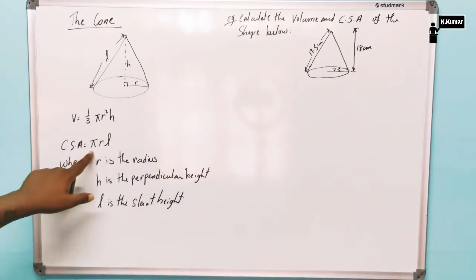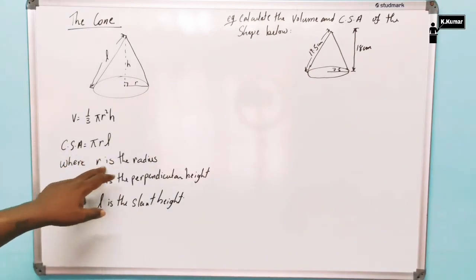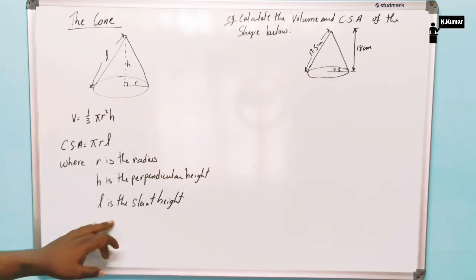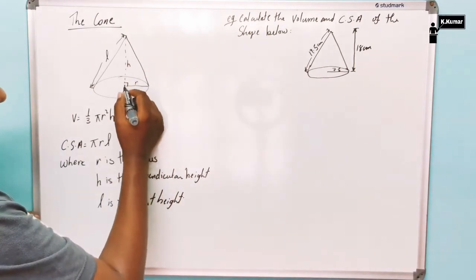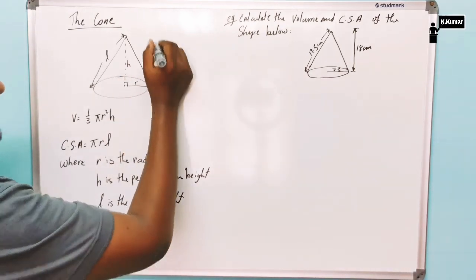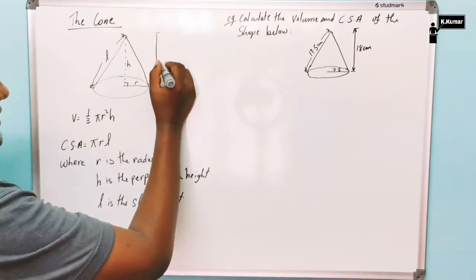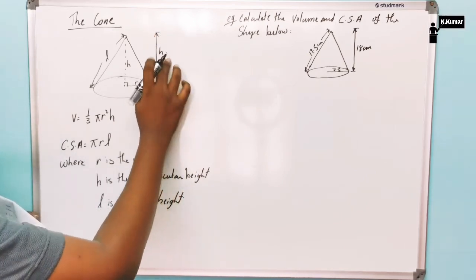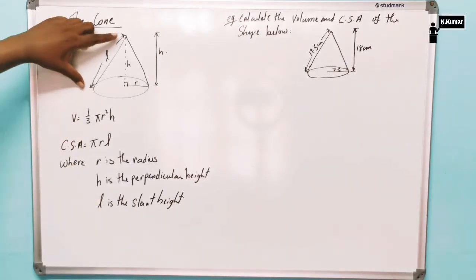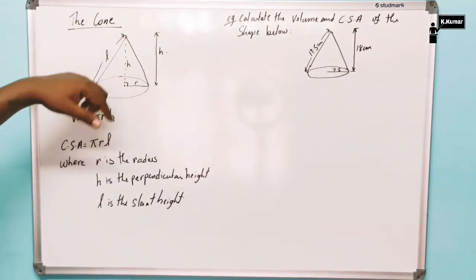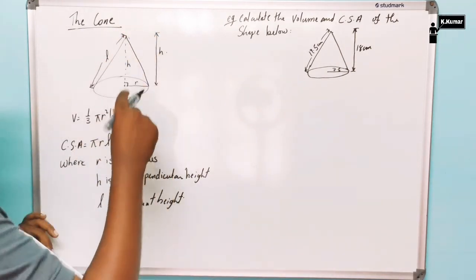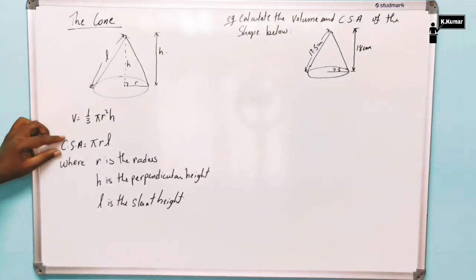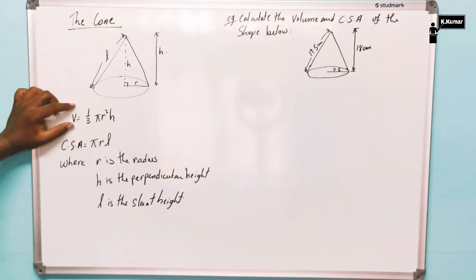So the curved surface area is equal to pi r L, where r is the radius, h is the perpendicular height, and L is the slant height. Note that the perpendicular height is the one that comes straight down, and it forms a right angle with the radius. It's either inside, or sometimes they give it to you out here. So remember that this is the perpendicular height, and L, the slant height, is the one that's slanted, based on whichever side of the cone they gave you. On this side it's L, or on this other side it's the same slant height, right? Remember, we use our slant height in the curved surface area, and we use our perpendicular height in the volume.